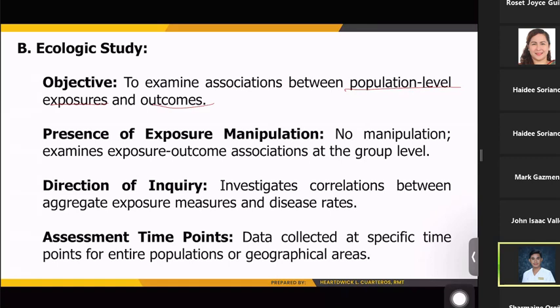We have also assessment time points. So data collected at specific time points for entire population of geographic areas. Okay? Hindi ka pwedeng mag-collect ng data na papunta-punta ka lang tapos mag-collect ka na. No. Okay? There's a specific time for that. Okay? There's specific time for that. Okay? Hindi siya flexible.